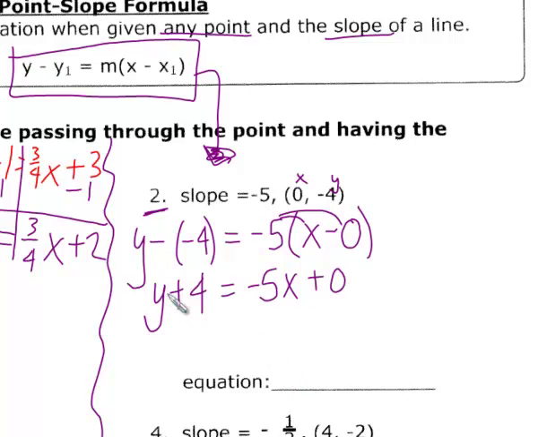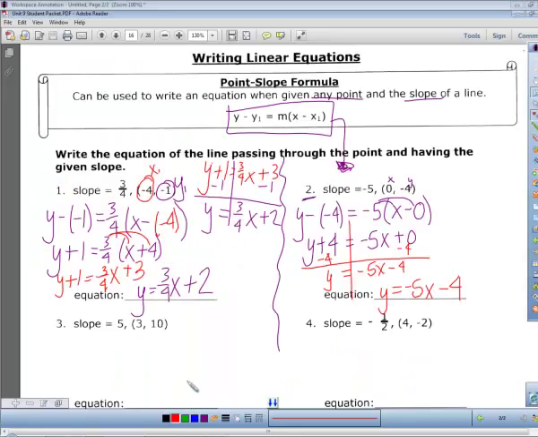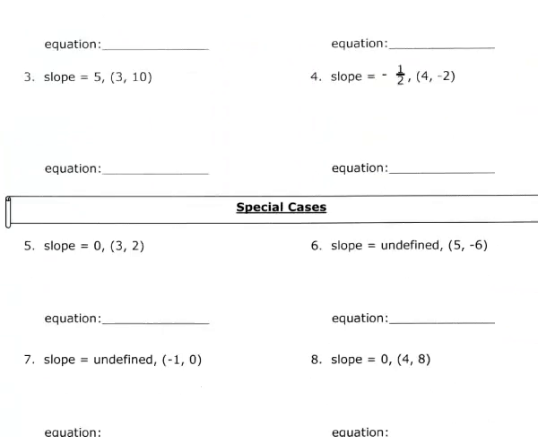So now we need to solve for y. In order to do that, I'm going to subtract 4 here, subtract 4 here, and I get y equals my -5x, and then 0 minus 4 gives me a -4. I have it in slope-intercept form, which is y equals mx plus b.